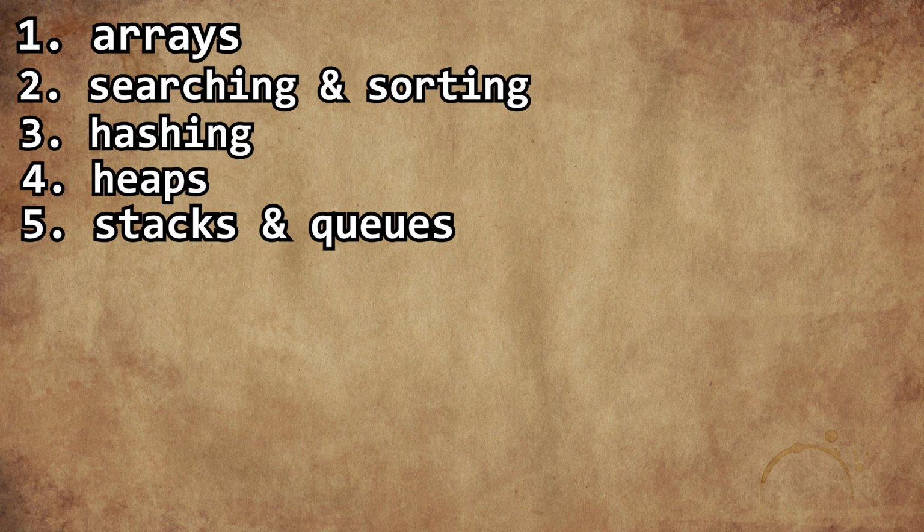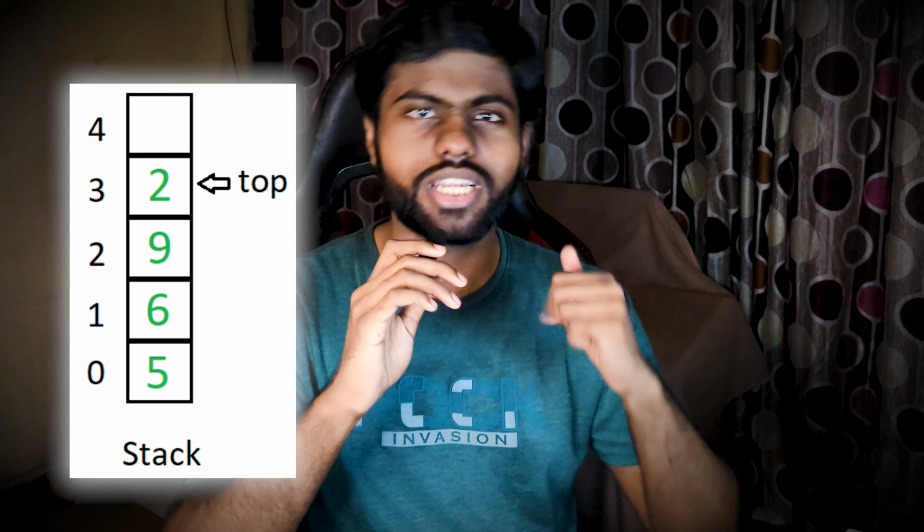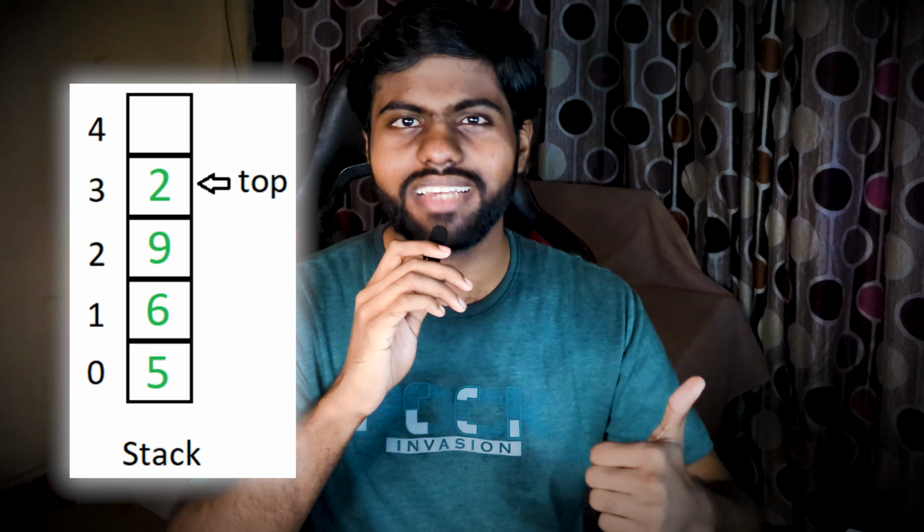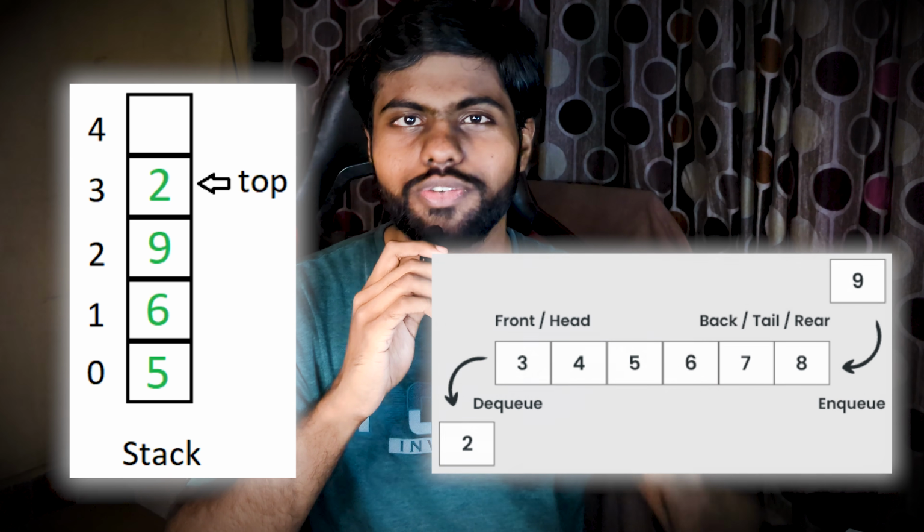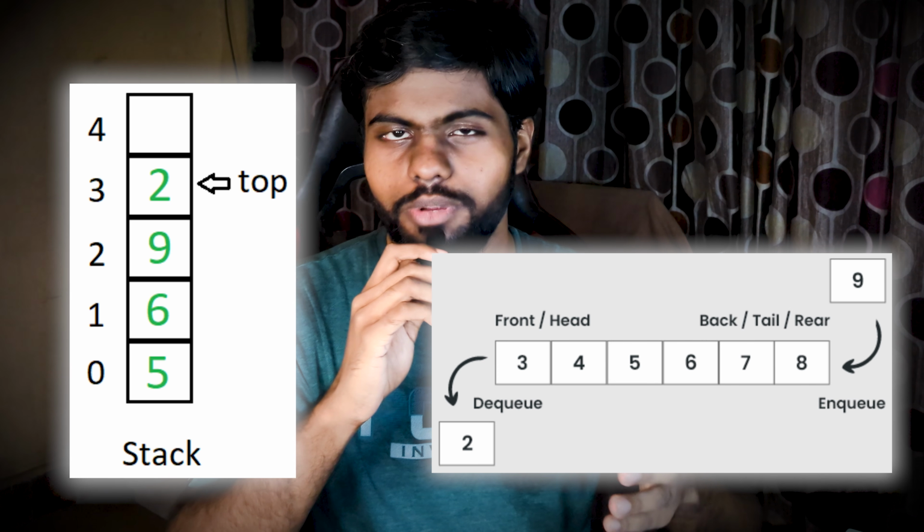Okay, after heaps, we are coming to the big famous data structures, stacks and queues. Stacks and queues are very small in nature. Stacks and queues don't require much knowledge in general. A stack is a data structure that follows the LIFO principle, which is last in, first out, and queues follow the first in, first out, which is the FIFO principle.